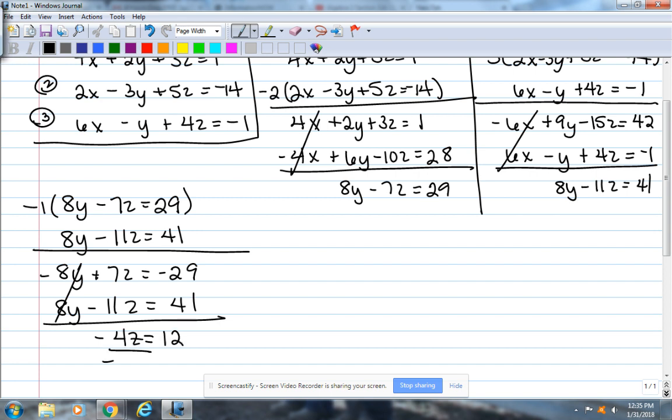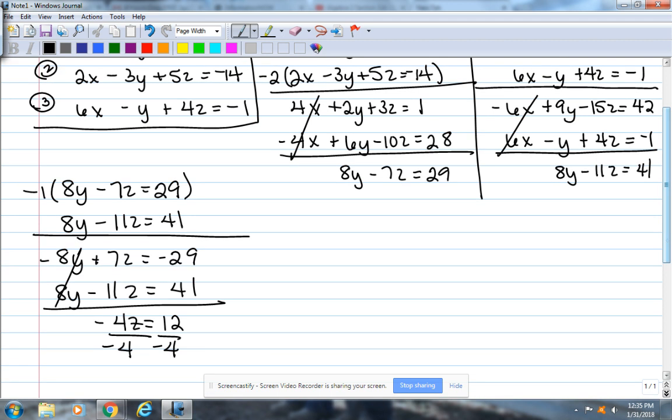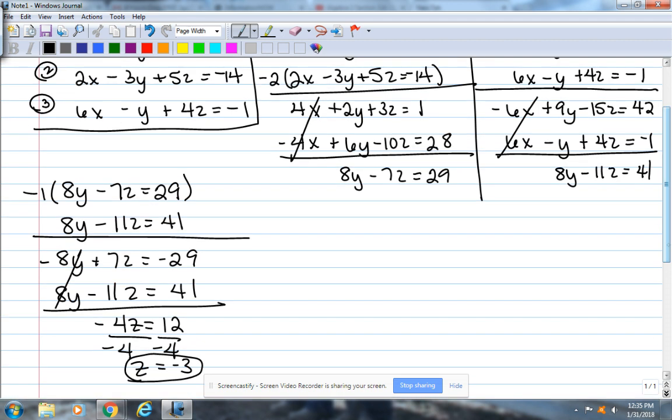And then I divide both sides by -4. And z equals -3. So I have one variable that I know exactly what it equals now. It equals -3 for z. So to get a y, I just plug that back into one of the equations that had a y and a z in it. So this one right here is fine to do it with.